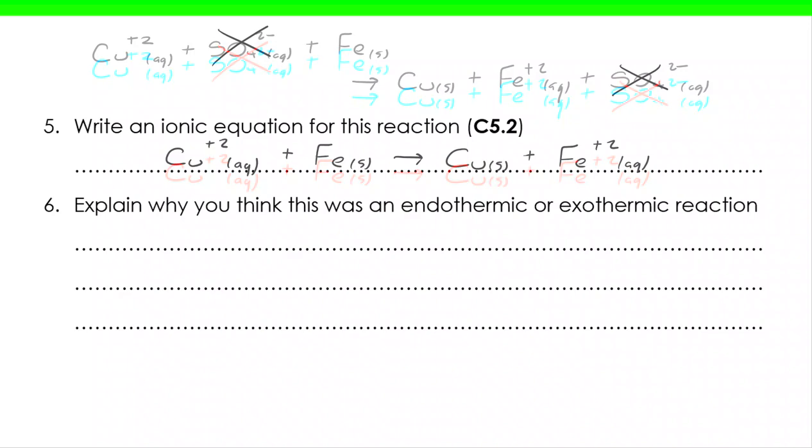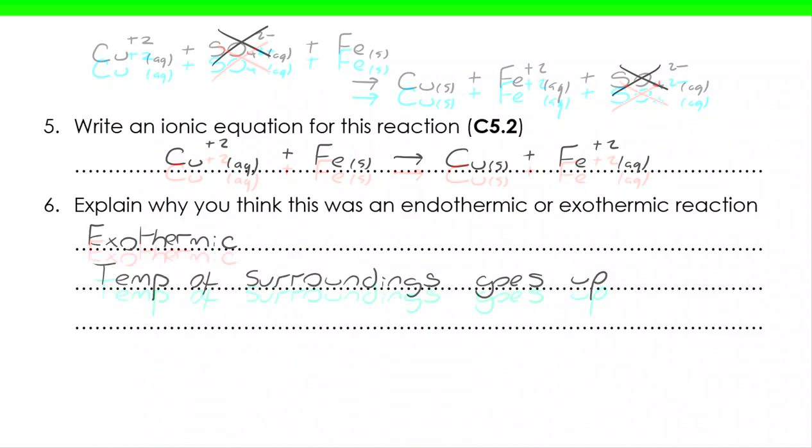Is this an exothermic or an endothermic reaction? Well, again, I will tell you that the temperature goes up, and that means it's exothermic. The temperature of the surroundings goes up. The heat is lost to the surroundings from the reagents. Again, we're going to talk about heat loss in a slightly different way when we talk about improvements to these practicals later on.